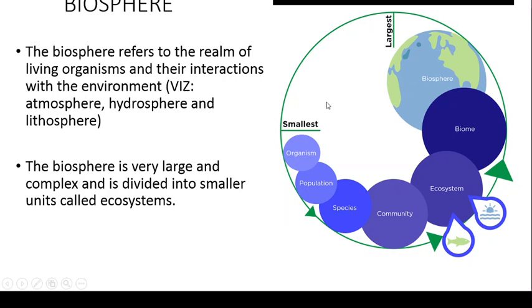So when we study the components of the biosphere, you can see that a group of organisms of one kind together is called a population. Then comes the species, then the community. When all communities interact with the abiotic factors in a particular area, that area forms the ecosystem, which further forms a major biome, and the different biomes in the world together form the biosphere of the earth.